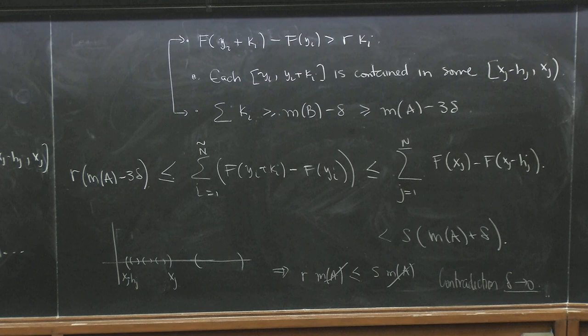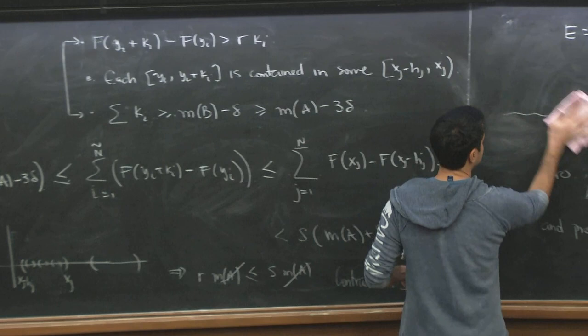We proved that the function is actually differentiable almost everywhere. So we proved that the set where these are different has measure 0. Okay. Let's just conclude.